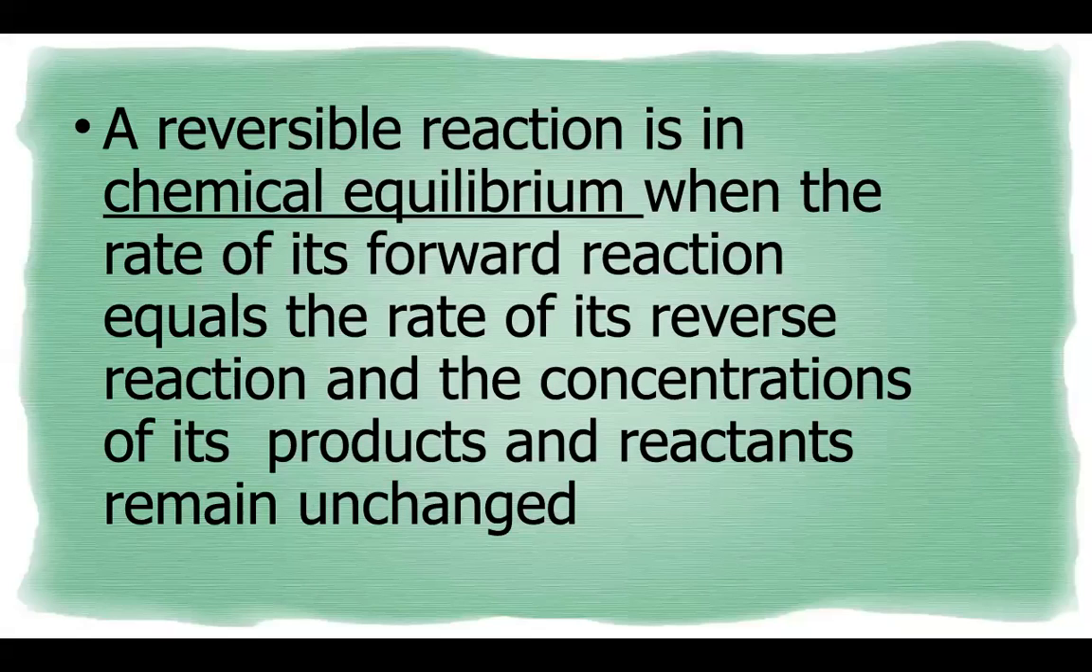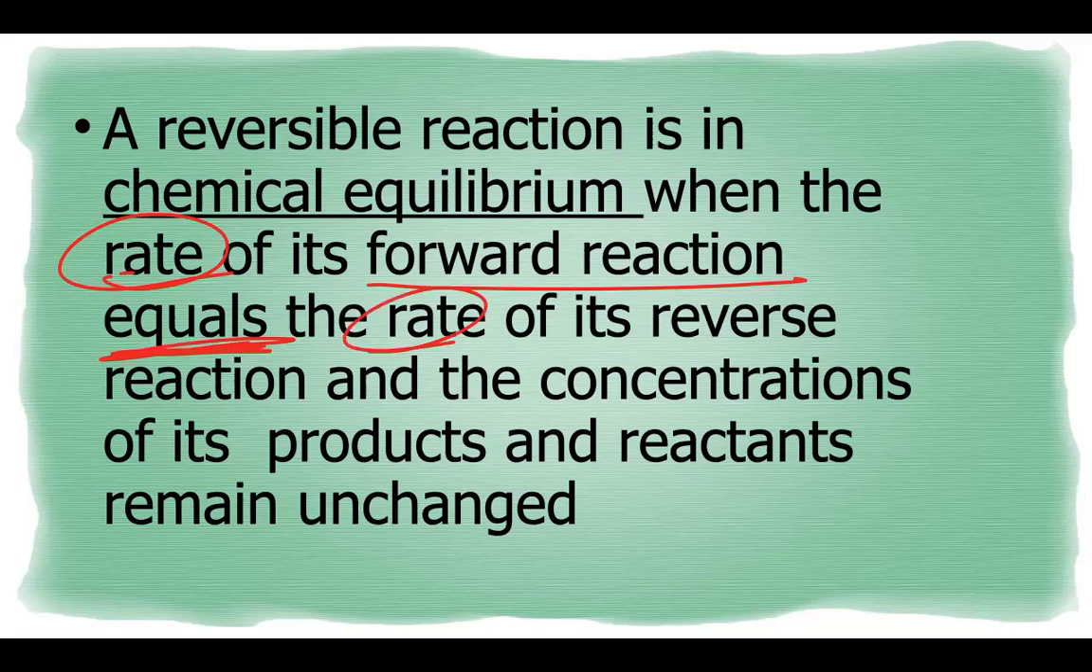A reversible reaction is in chemical equilibrium when the rate of its forward reaction equals the rate of its reverse reaction and the concentrations of everything in the reaction remain unchanged. I want to make sure that this is clear: equilibrium does not mean that the concentration of the reactants equals the concentration of the products. It can, but it doesn't necessarily have to hold true. It is about the rate. The rate of the forward reaction equals the rate of the reverse. That is equilibrium.